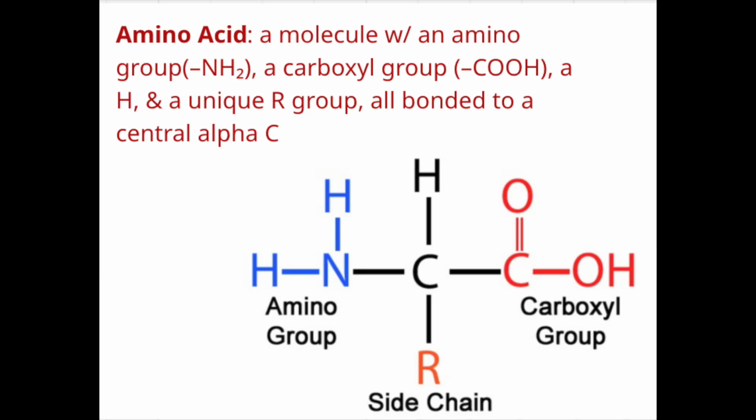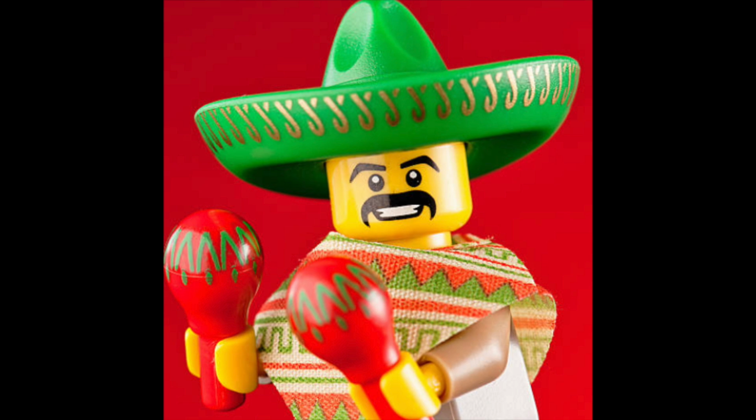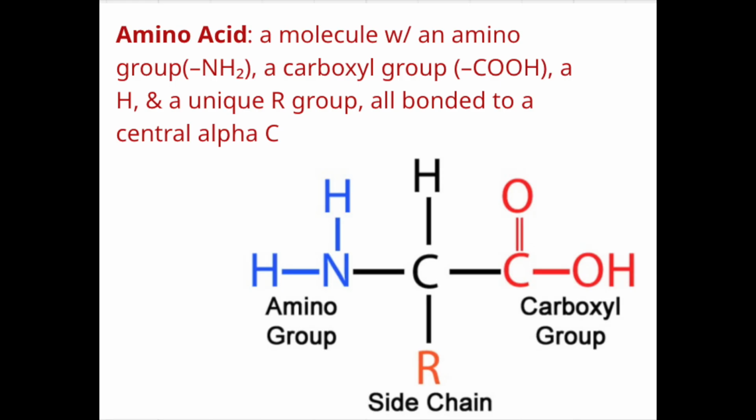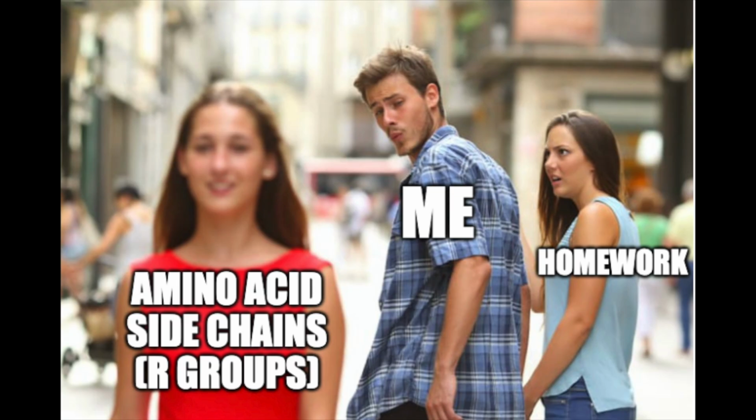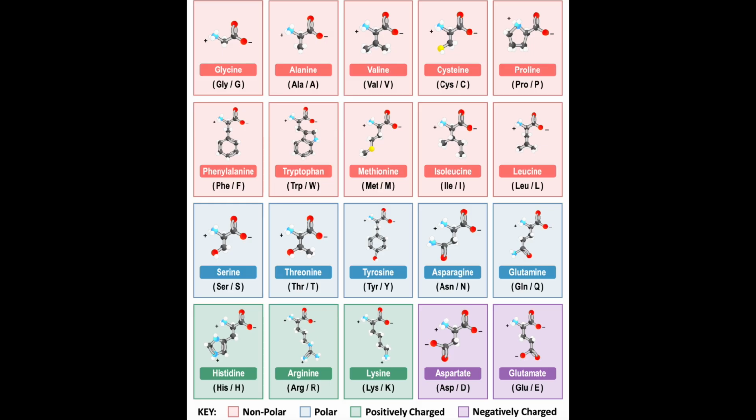Amino acids are the basic units of proteins, like Lego blocks. Each has a standard structure. It will be a molecule with an amino group, NH2, a carboxyl group, COOH, a hydrogen, and a unique R group, all bonded to a central alpha carbon. Each R group is different. That's how we get 20 unique amino acids.